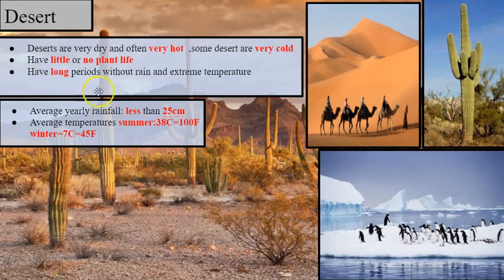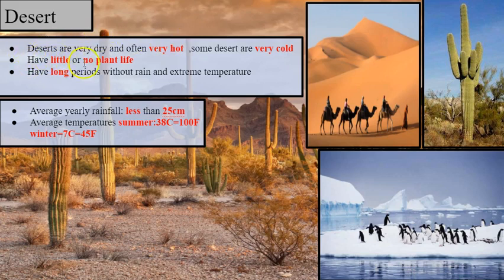So now we are going to be discussing the desert biome. Desert biomes are typically very dry and can be very, very hot. But other times, deserts can actually be very cold. An example of this would be Antarctica. Some of your textbooks will argue that Antarctica is a desert because it receives very little rainfall.